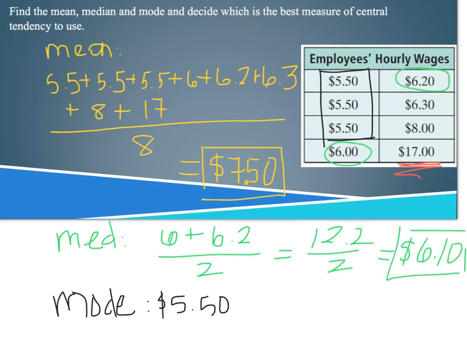When I look at the median, a median is going to be better because I do have an outlier. And then the mode isn't a great representation of this set of data because it's the bottom number of all of the data. And we want something that kind of best represents all of the data. So at this point in time, I would say your median is going to be the best representation for this set of data.